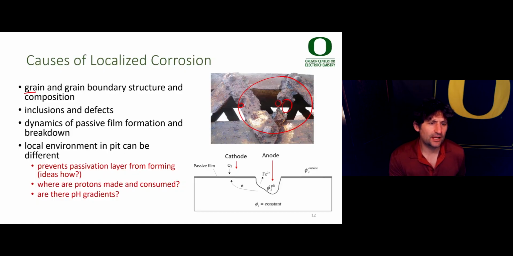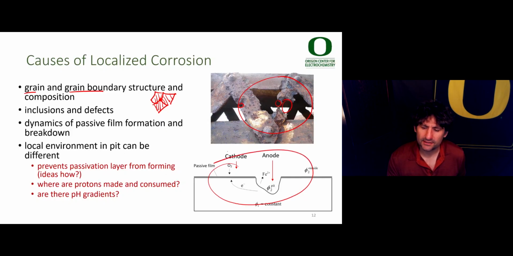It can be due to grain boundary structure and composition. So grains are crystalline domains, and of course, metal is made up of many small crystalline domains. And the interface between two crystalline domains, some of those are going to be particularly susceptible to corrosion. And that spot is going to start corroding first, and then it will continue corroding via this process we've outlined here.